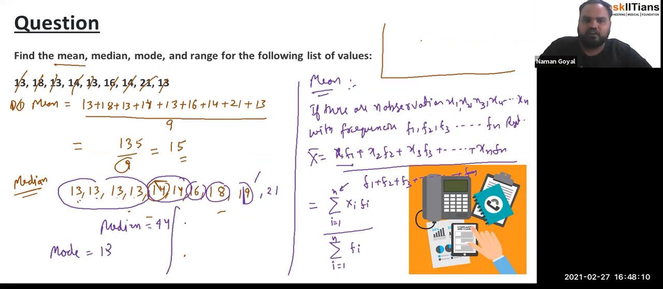Okay. Now range is what? Maximum minus minimum. So it will be 21 minus 13. 21 is maximum and 13 is minimum. So the range is also now is 8.